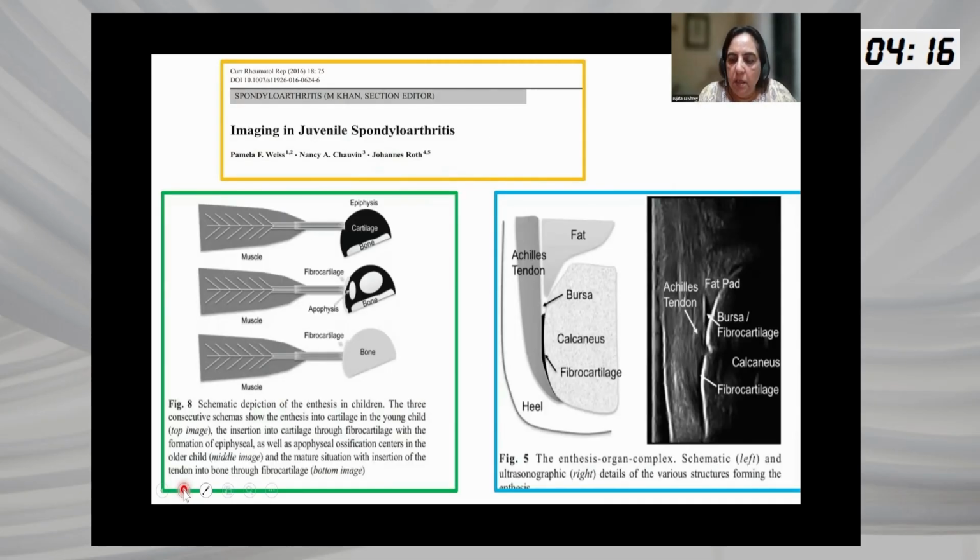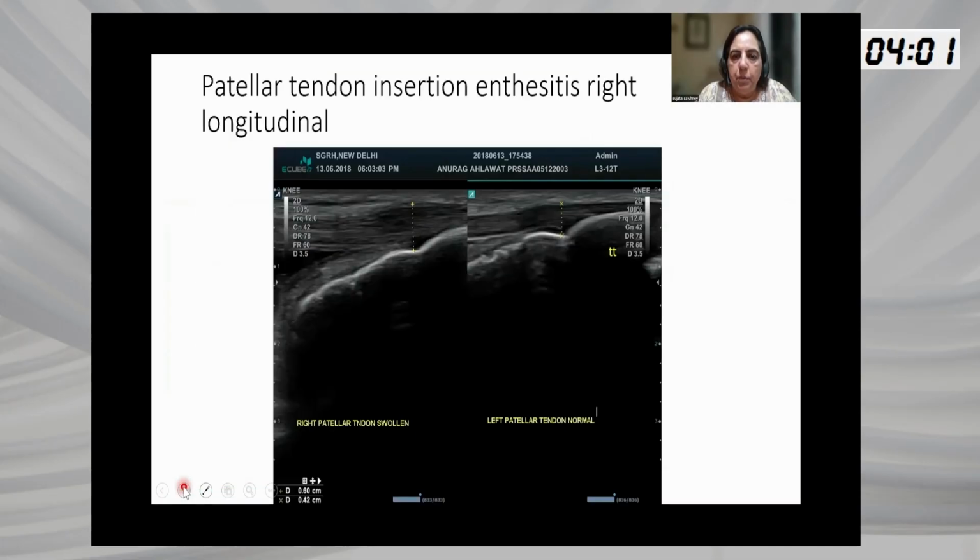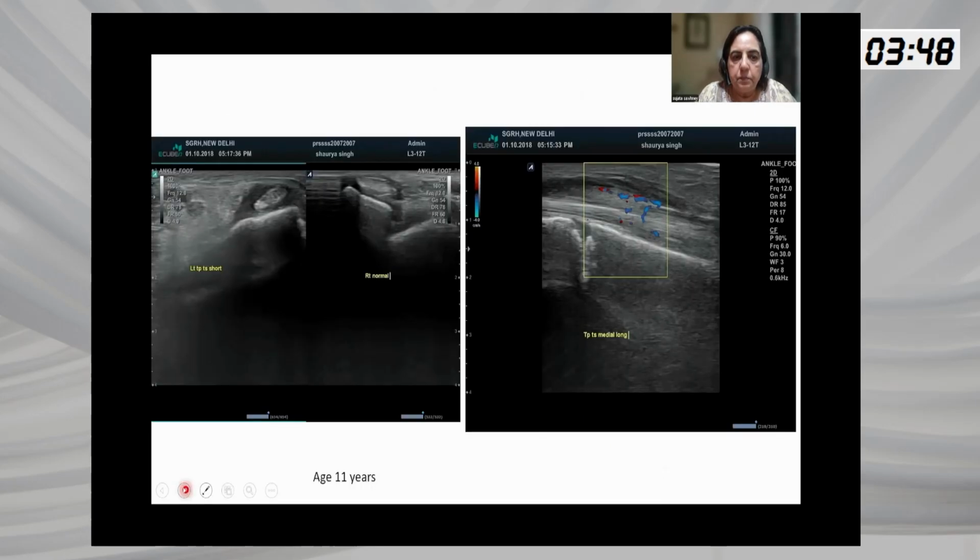Like I said earlier, we can also go ahead and look at the enthesial sites, and here you have ultrasound evaluation of the enthesis, and this is an area which is currently being studied further in the pediatric population. But suffice it to say that you have a normal attachment of the tendo Achilles here, and you can see a marked swelling on the right side for this patient.